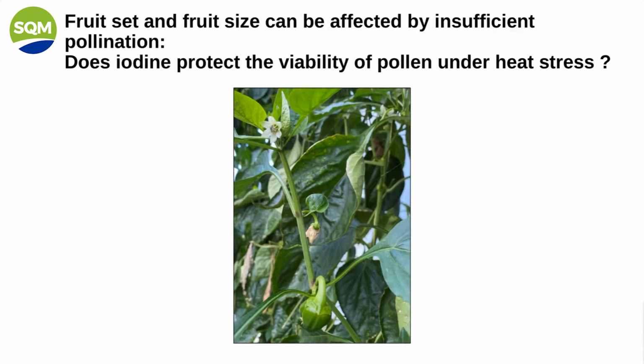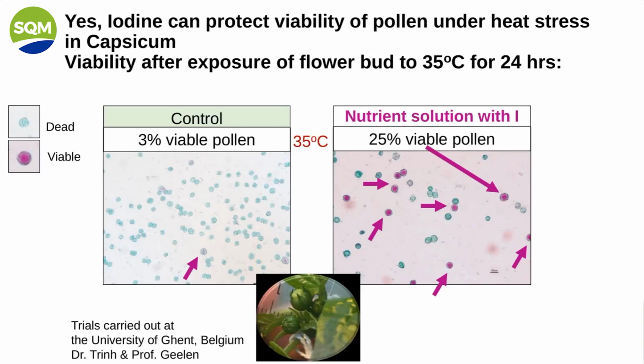Now, we had read in some ancient literature that iodine can be involved in the quality of pollen. In this case, it was apple trees. So we asked ourselves the question, well, does iodine indeed protect the viability of pollen under heat stress? And we asked Professor Gele and Dr. Trin of the University of Ghent in Belgium to do a scientific study to study this phenomenon.